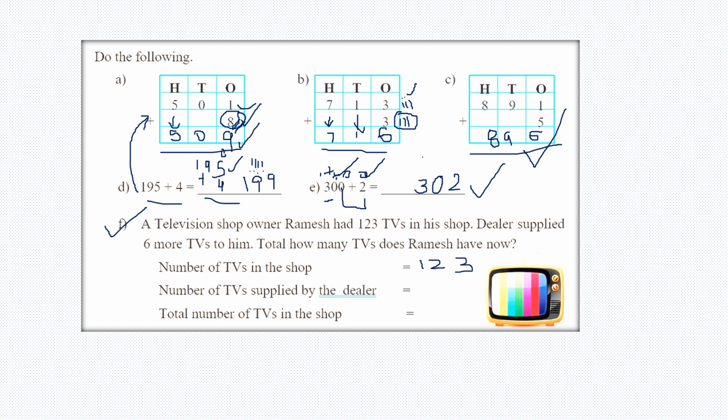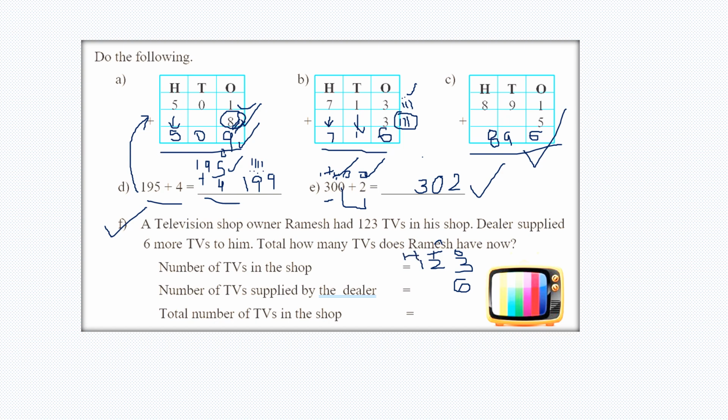So the number of TVs supplied by the dealer is 6. Why am I writing it here? Because since it's 6, it is in the ones place. Okay, so this is tens. For better understanding, you have to write in the same way.